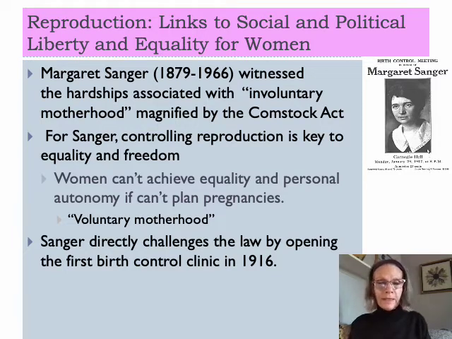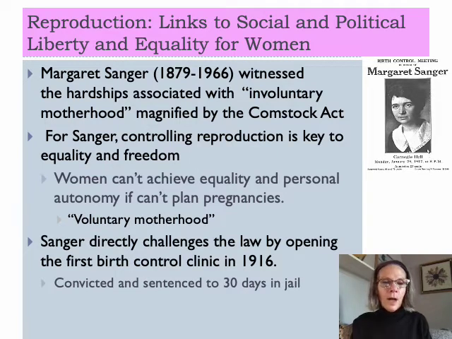And so Margaret Sanger challenged the Comstock Act. She did that by opening the first birth control clinic in the United States in 1916. By opening a birth control clinic, she was in complete opposition to, or offending, the Comstock Act, because she was basically engaging in a criminal act according to that law. She was charged, convicted, and sentenced for violating the Comstock Act. She had a trial, and she received a sentence of 30 days in jail.